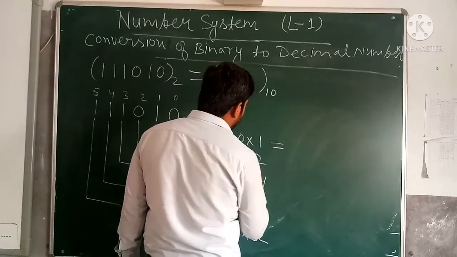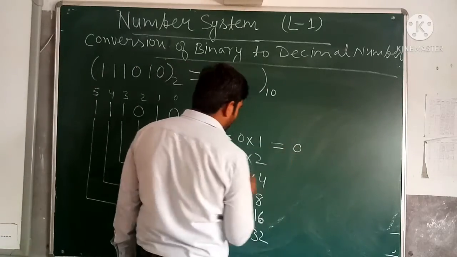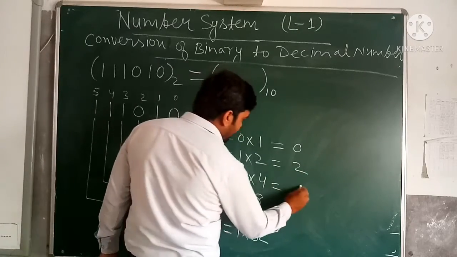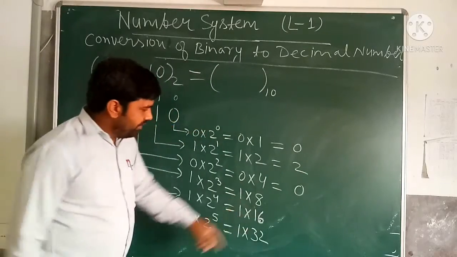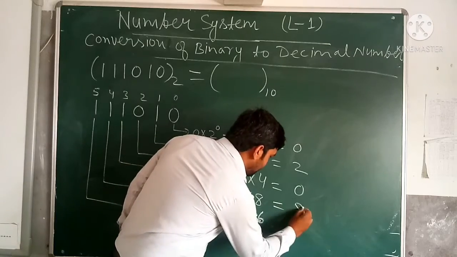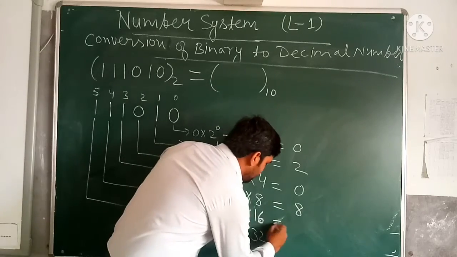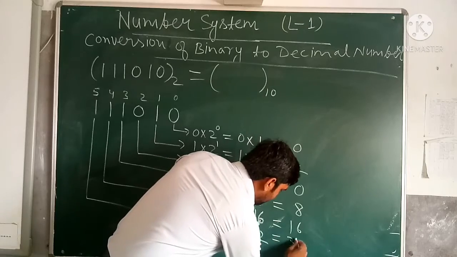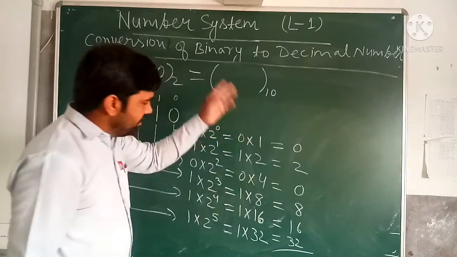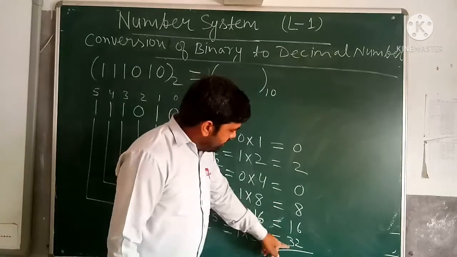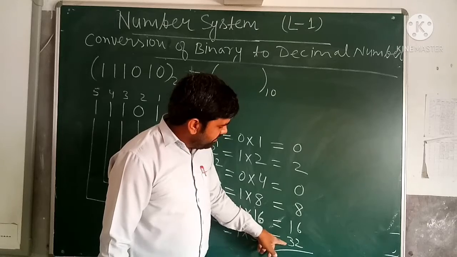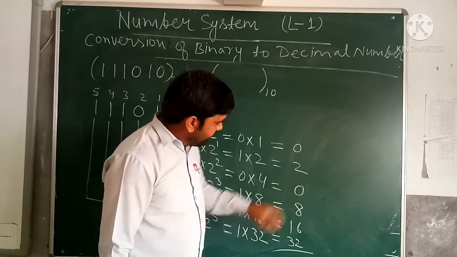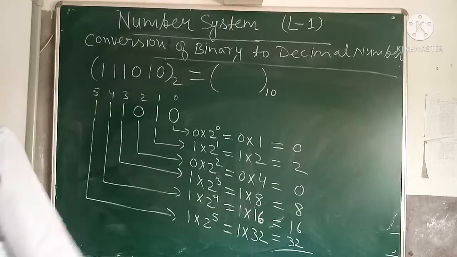So here see what you get. 0 1s are 0, 1 2 is 2, 0 4s are 0, 1 8 is 8, 1 16 is 16, 1 32 is 32. Now add all these values together. 32 plus 8 is 40, 40 plus 16 is 56, 56 plus 2 is 58. So the decimal number will be 58.